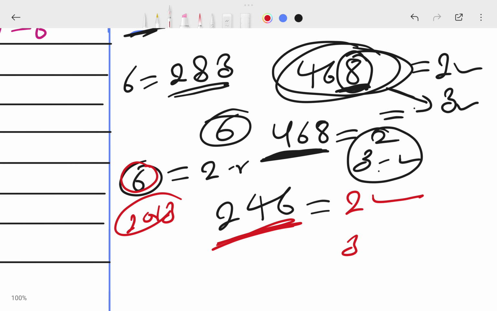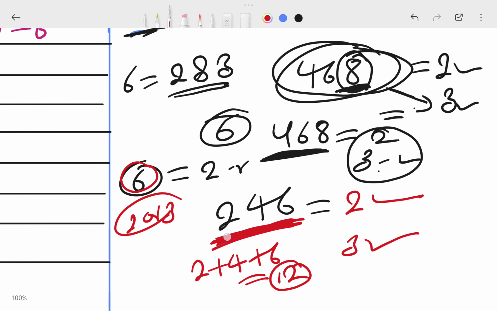For checking 3, we will add 2 plus 4 plus 6. 2 plus 4 is 6, 6 plus 6 is 12. So 12 is there. Is 12 in the 3 table? Yes, it is. So it means that it is also divisible by 3. It means that this 246 is also divisible by 6. Why? Because when the number is divisible by 2 and 3, then it is also divisible by 6.